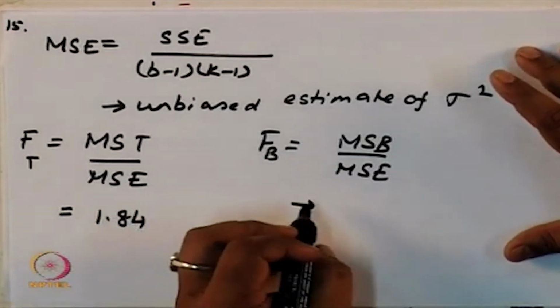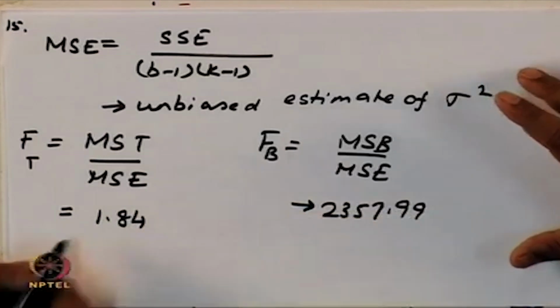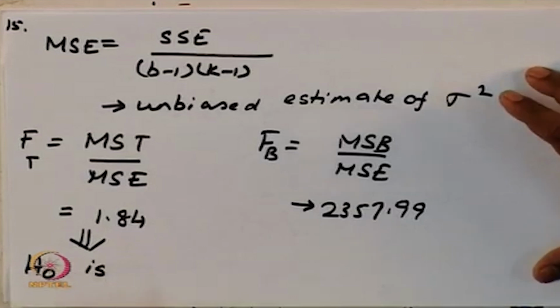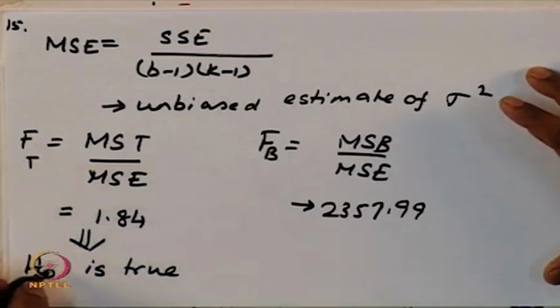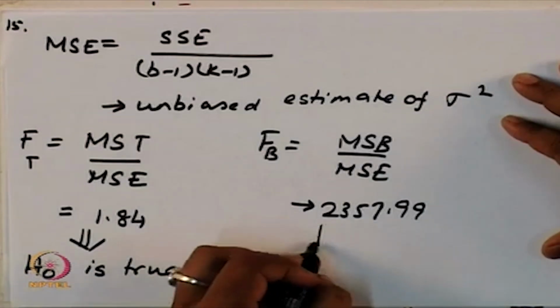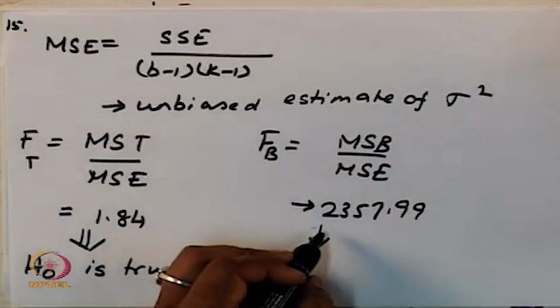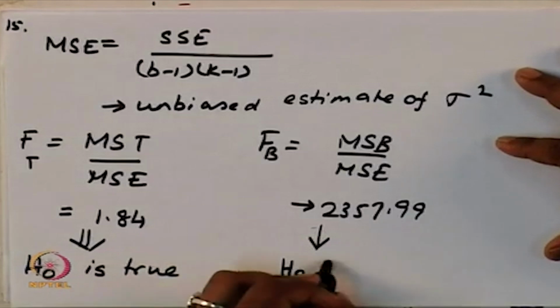If you calculate the value of F of t, this comes out to be 1.84, and F of B comes out to be 2351.99. So, this would say that your H naught is true for treatments. That means that there is no difference in the pricing strategy used by the different companies. But what you can clearly see is that the F of B value is way higher than whatever F alpha you choose. So, this really means that H naught is not true for blocks.